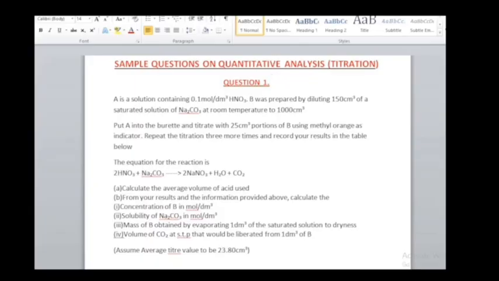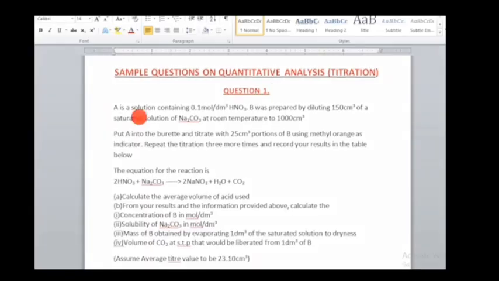We have our sample question 1 here, which reads: A is a solution containing 0.1 mole per dm cube HNO3. B was prepared by diluting 1 centimeter cube of a saturated solution of sodium carbonate at room temperature to 1000 centimeter cube. We are told to put A into our burette and titrate it against 25 centimeter cube portions of B using methyl orange as indicator. Repeat the titration 3 more times and then get your table.